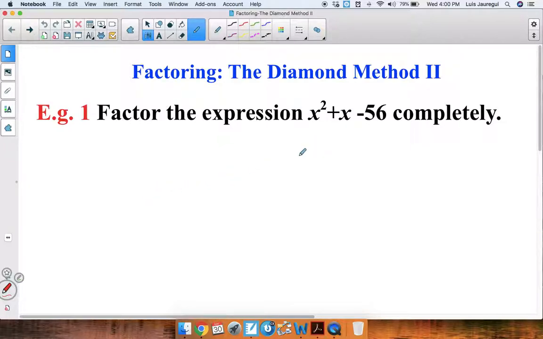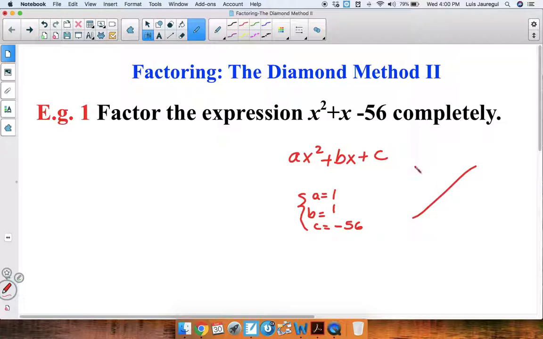Now notice that this expression is of the form a times x squared plus b times x plus c, where a is the coefficient of your quadratic term, b is the coefficient of your linear term, and c is your constant term. Now by matching, we can identify that the value for a happens to be 1 because there's an implicit 1 as a coefficient of your x squared. b is equal to 1 because there's an implicit 1 here as well. And c is equal to negative 56.